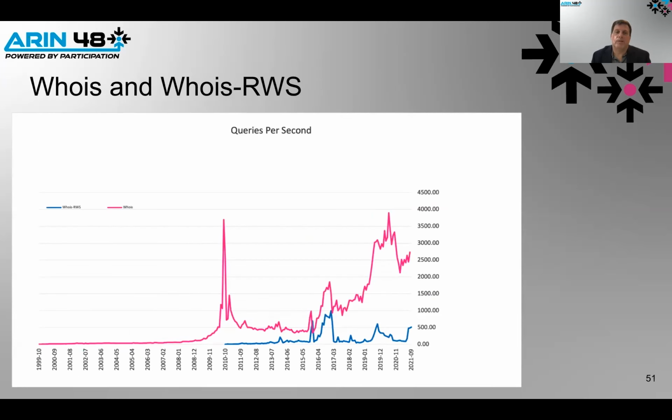Here is Whois and Whois RWS. Whois is the pink line, and that's the traditional port 43 service. And you can see here that we've had a pretty significant dip in traffic. And I'm going to talk about this and the challenges. But you can see that we were having quite a bit of growth. And during that time of growth, we would prune organizations or bad actors from time to time on seeing sort of abusive traffic.